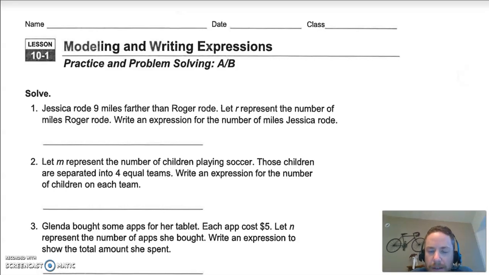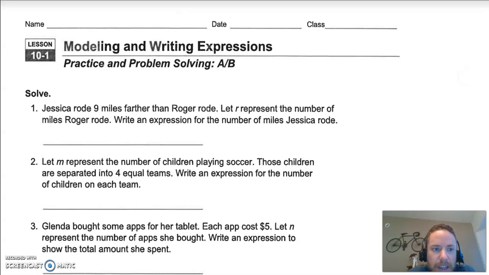Hi everyone, we're back. This is the second part of the video for the 10-1 Modeling and Writing Expressions worksheet. This is the back of the worksheet. If you're watching this video, I hope that you have solved the front side of the worksheet and checked your answers with the first video. And now you can use this video to check your answers or get some instruction on the second side of the worksheet. So let's get started.